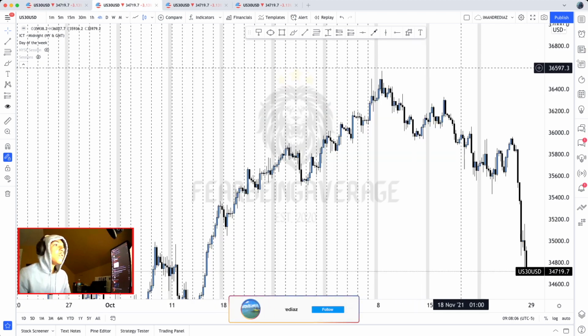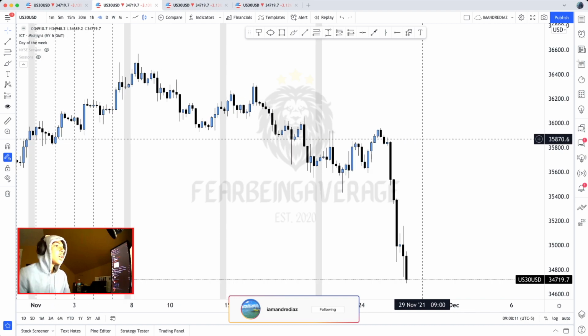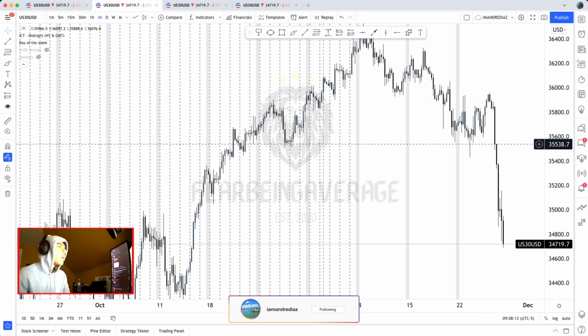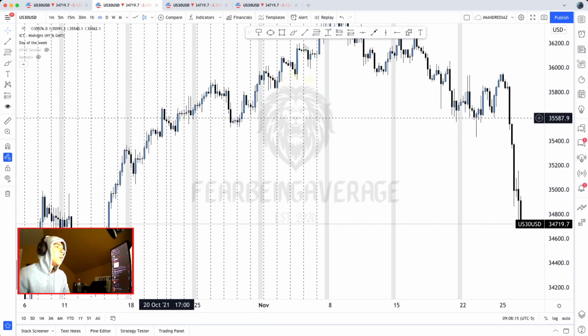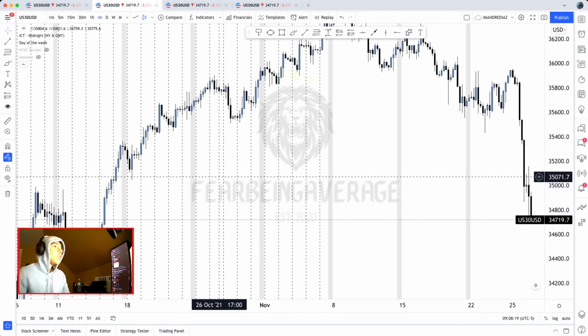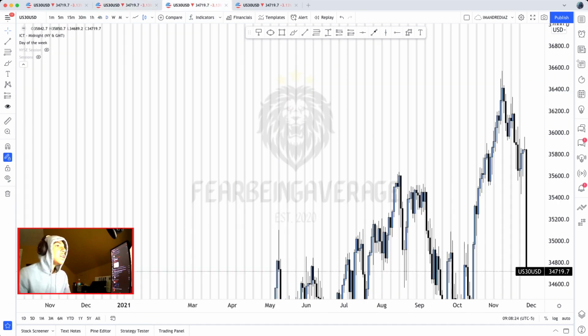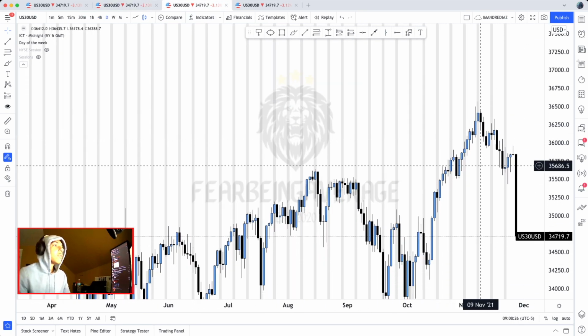Now we're going to go on to the 4-hour time frame. Just like this. Where do we see that we are at on the 4-hour? First thing I noticed is that there's this big range. Matter of fact, I'm not even going to do it on the 4-hour. It's just better off to do it on the daily time frame right here.